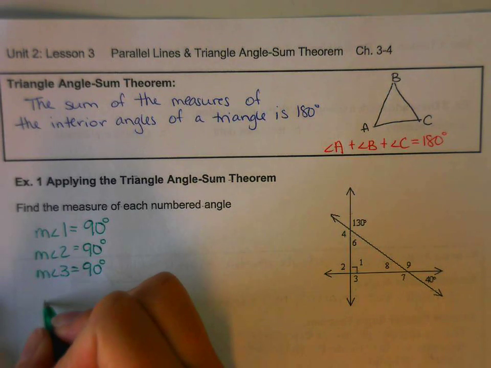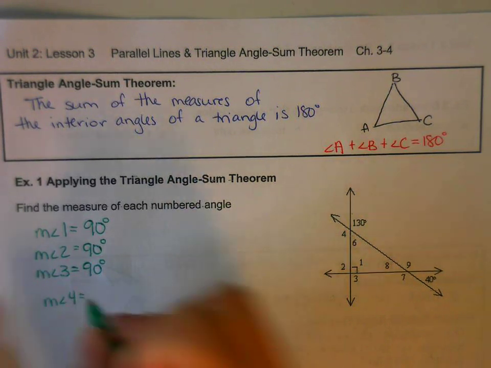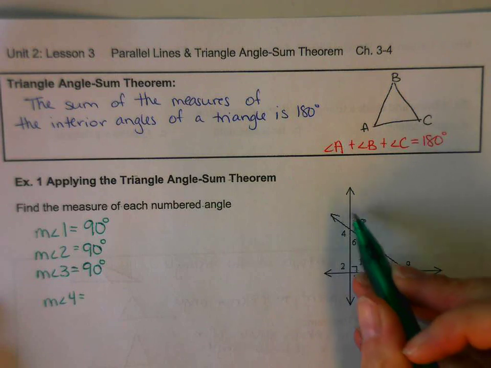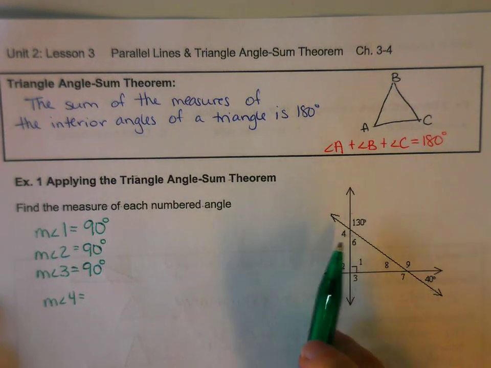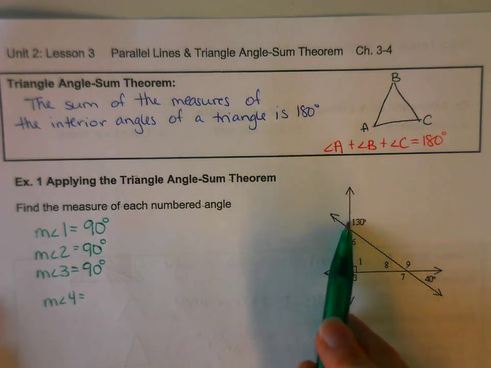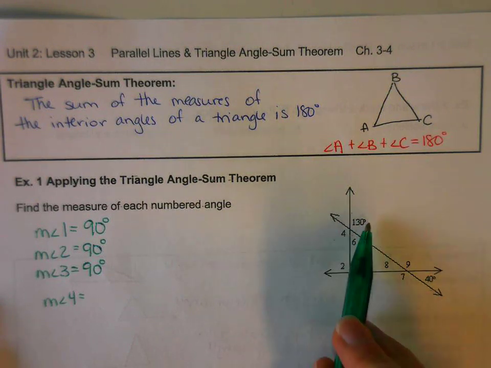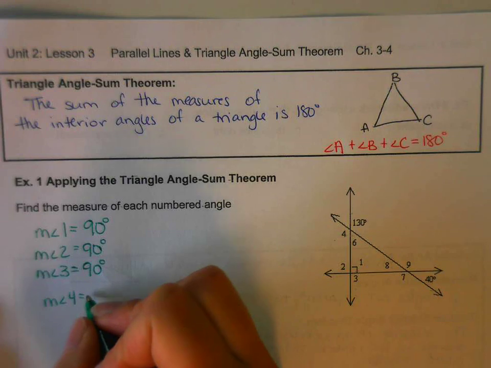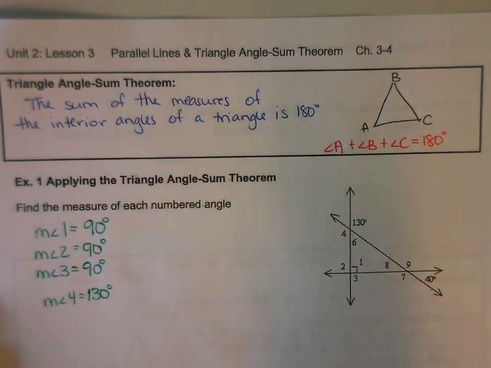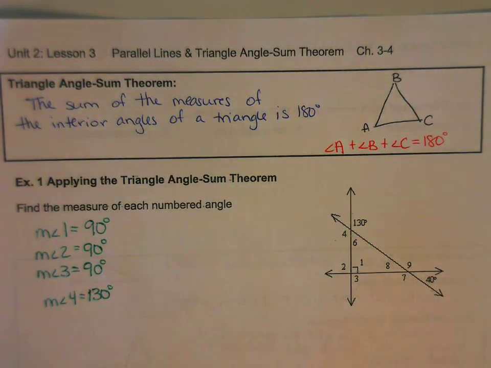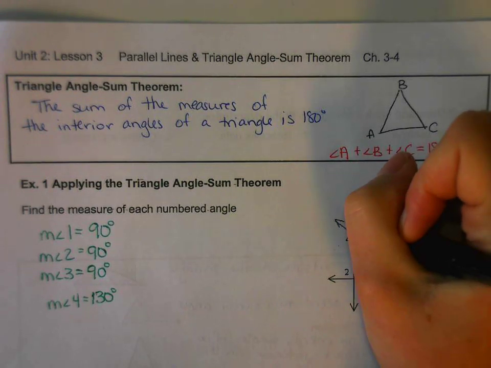So now the measure of angle 4, we're looking up here at the top part of our figure. 4 is actually a vertical angle with this degree over here. And based off of unit 1, vertical angles are congruent angles. So that means angle 4 is 130 degrees. We're going to sneak in a number right here and make this angle 5.